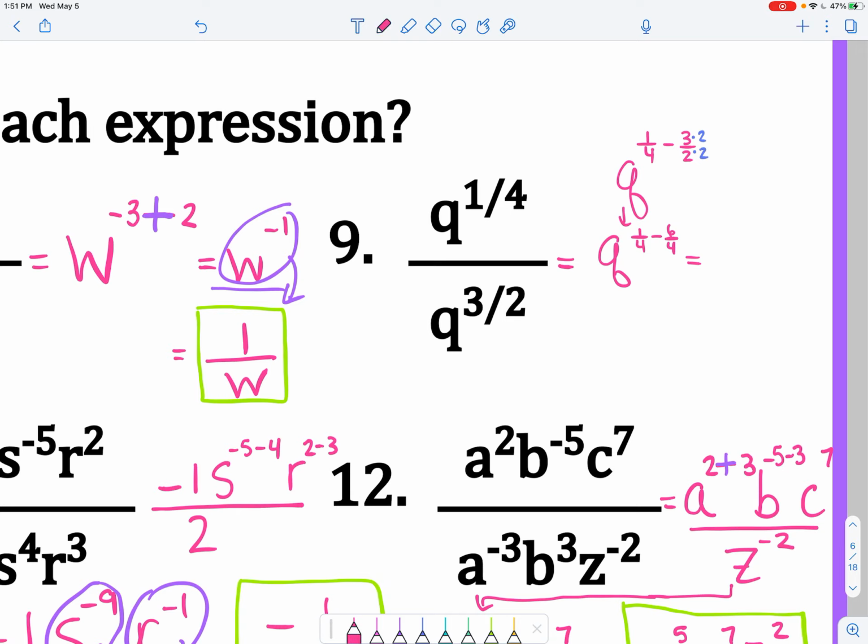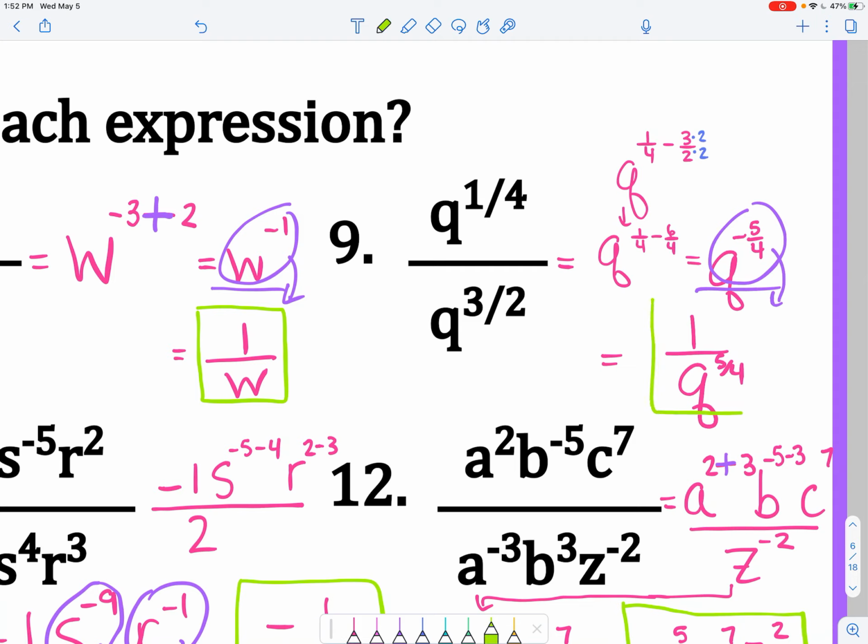Let me just erase all this. It's a good thing I'm going over this in detail. 1 minus 6 is going to give me a negative 5/4. And then that negative exponent tells me I still need to move this power down to the bottom. So here's what we should get as our final answer. Just made a little, oops, not a negative, it turns positive. I just made a little error here. Okay, hopefully that's correct now.